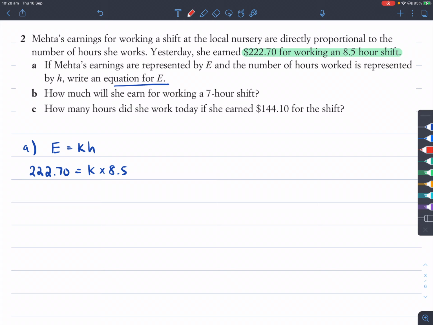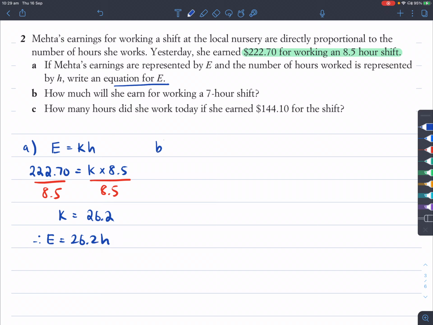If I divide both sides by 8.5 to find what K is, hopefully it gives me a nice number. Let me try that out. So 222.7 divided by 8.5 gives me exactly 26.2. That's perfect. Now I'm going to substitute this back. So my new equation is E equals 26.2H. Basically, to get my earnings, I get $26.20 times whatever hours I work. So that's my hourly rate.